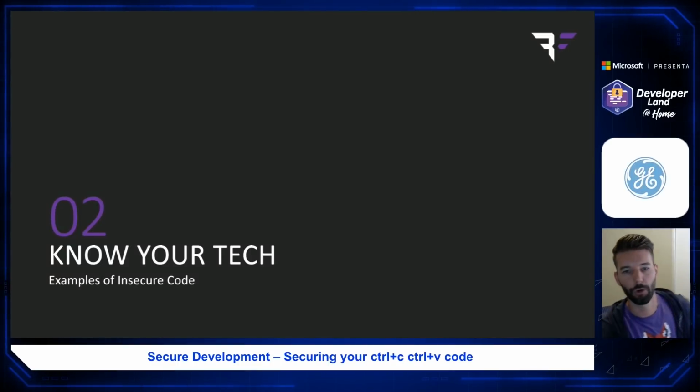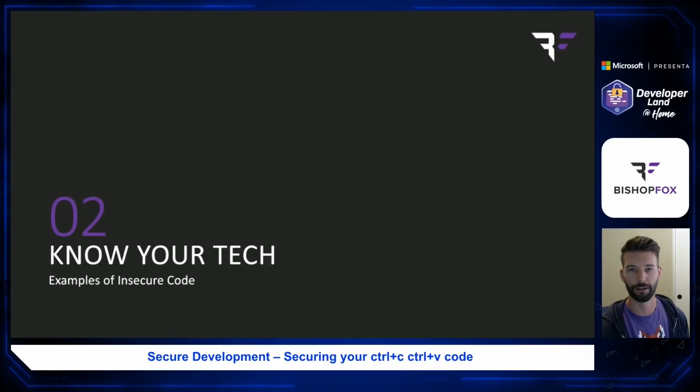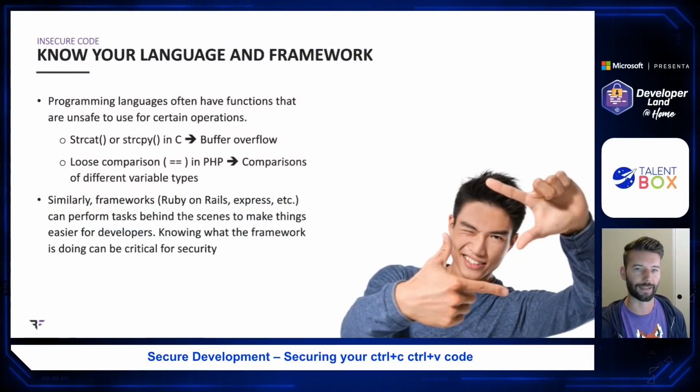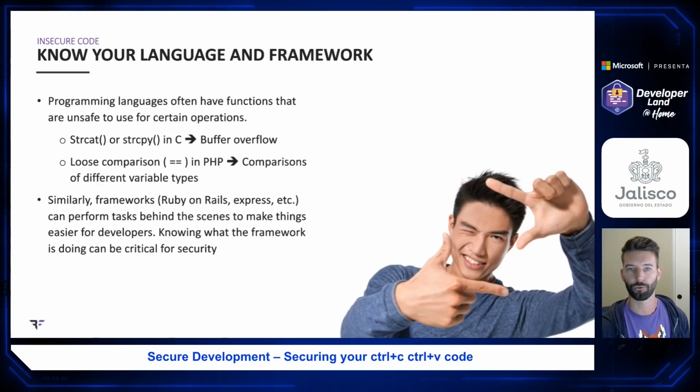So let's talk about knowing your tech, which is really the foundation to writing secure code. You have to really understand the programming language that you're working with, as well as the framework. For instance, looking at programming languages, there are certain functions that might not be safe to use, or you shouldn't use them in particular cases. In C, functions such as strcat and strcpy can result in buffer overflows if you use them wrong.